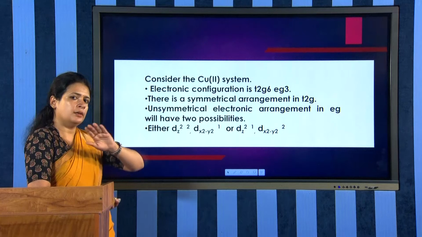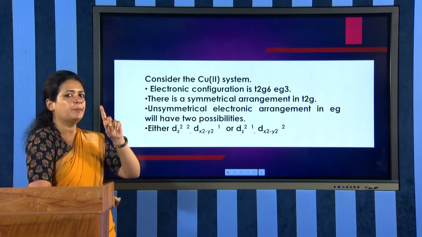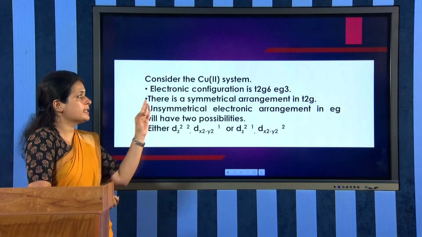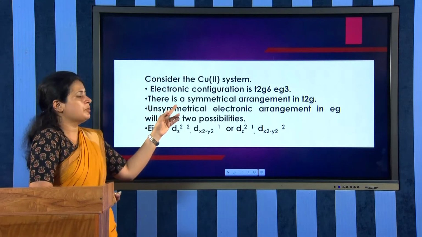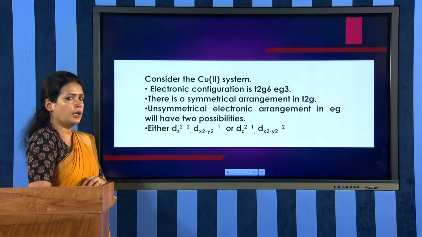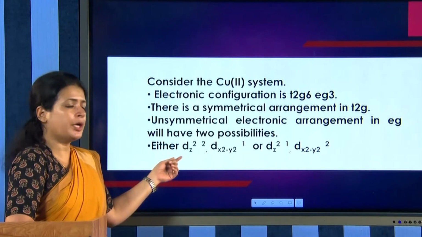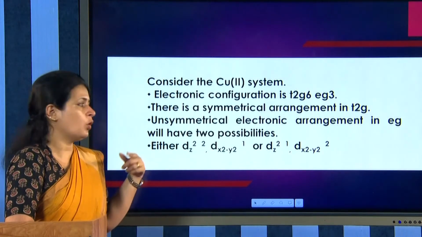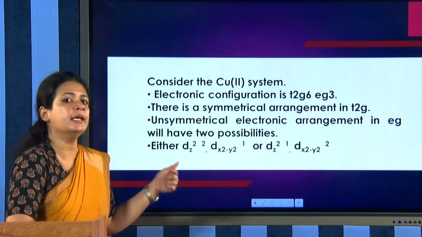T2g6 means the t2g orbitals are completely filled. Eg3 means it has only three electrons, or there is an unsymmetrical arrangement in the eg orbital. So, a symmetrical arrangement in the t2g orbital and an unsymmetrical electronic arrangement in the eg orbital means there are two possibilities: dz square 2, dx square minus y square 1, or the two electrons can occupy the dx square minus y square, that is dx square minus y square 2 and dz square 1.